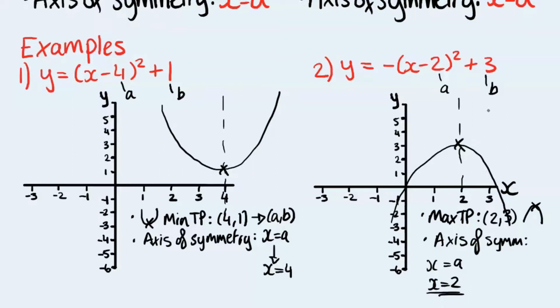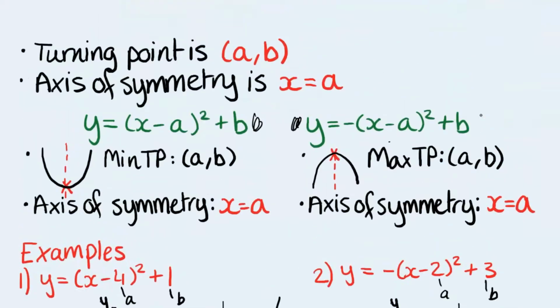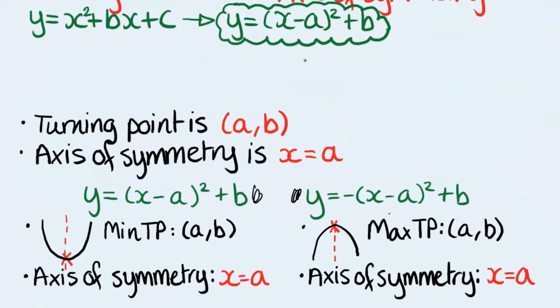Okie doke, so that's how you can easily identify the coordinates of the turning point and also the axis of symmetry equation. You just have to remember some key facts here. I just need to remember the quadratic equation should be in this form exactly, and then we can work out the turning points and the axis of symmetry from there.